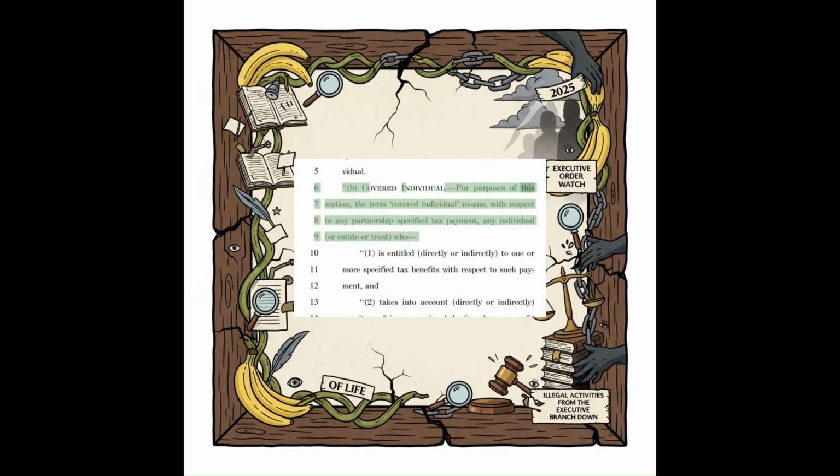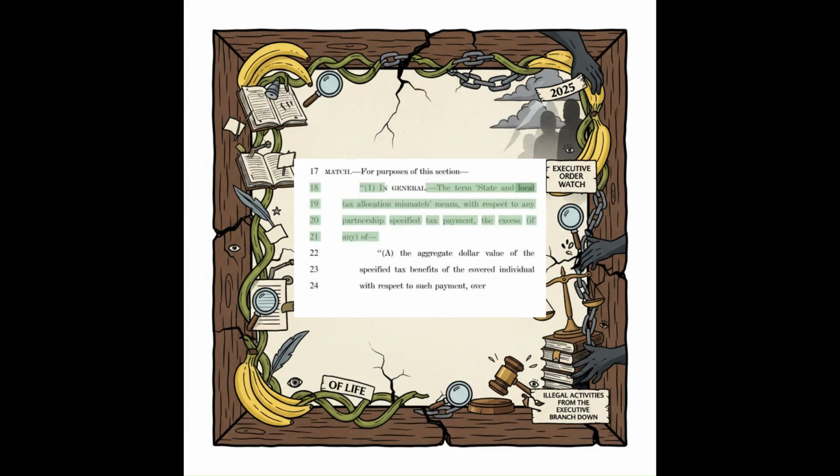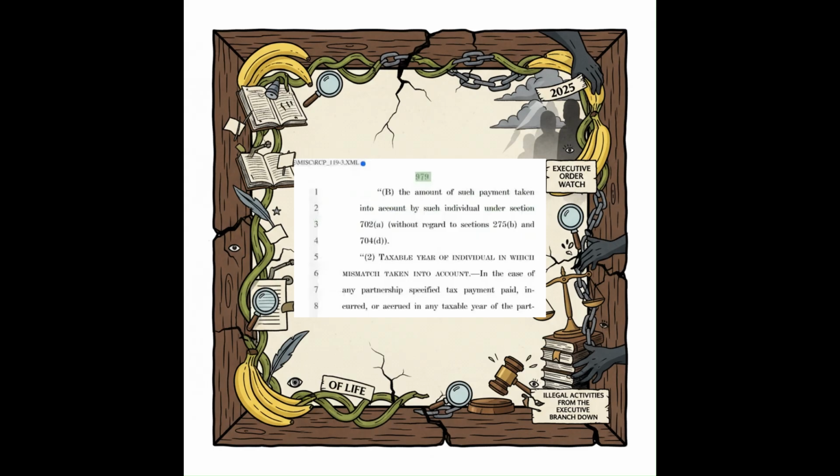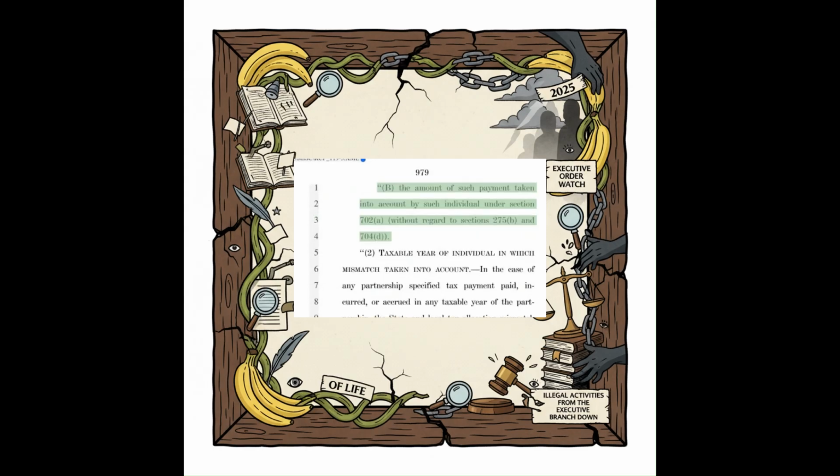Definitions. For purposes of this section, the term covered individual means, with respect to any partnership specified tax payment, any individual who. The term state and local tax allocation mismatch means, with respect to any partnership specified tax payment, the excess of the aggregate dollar value of the specified tax benefits of the covered individual with respect to such payment over the amount of such payment taken into account by such individual under Sections 702 and 704.